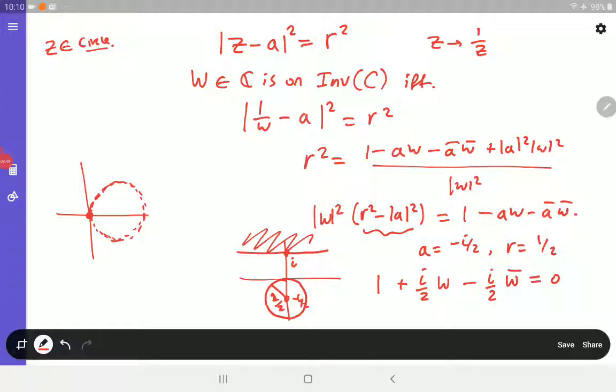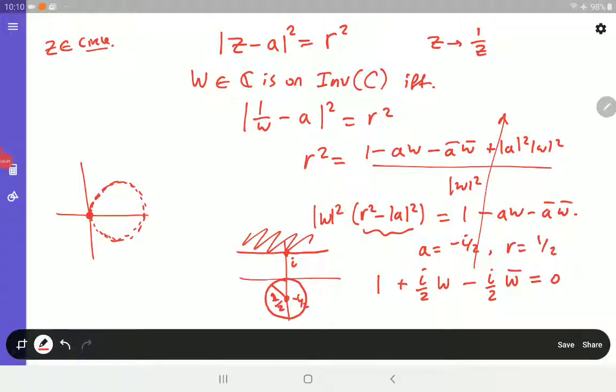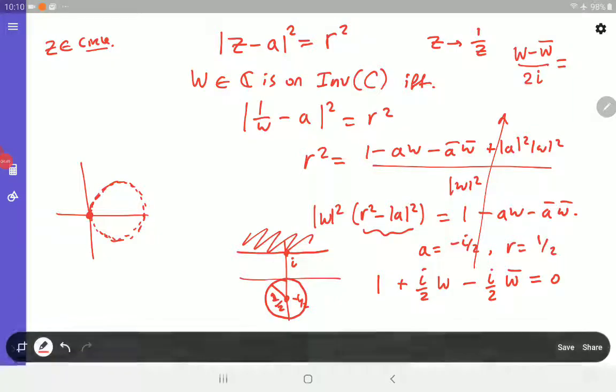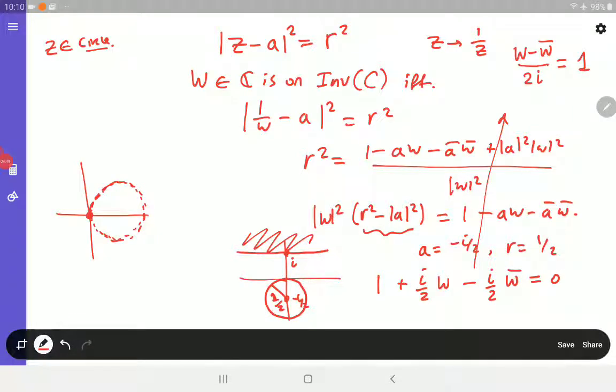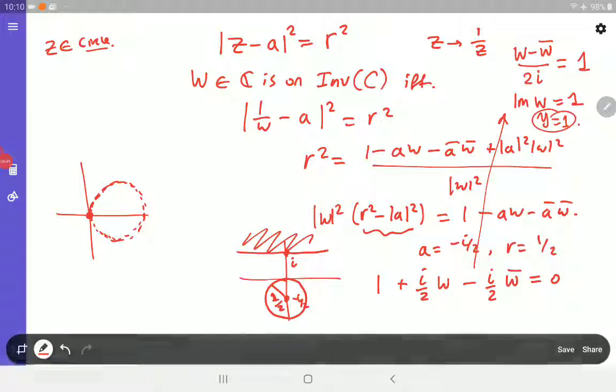And so w minus w bar divided by 2I is equal to 1, right? Yes, that's correct. And that means that the imaginary part of w is equal to 1, which is precisely the line y is equal to 1. So this works. Yippee.